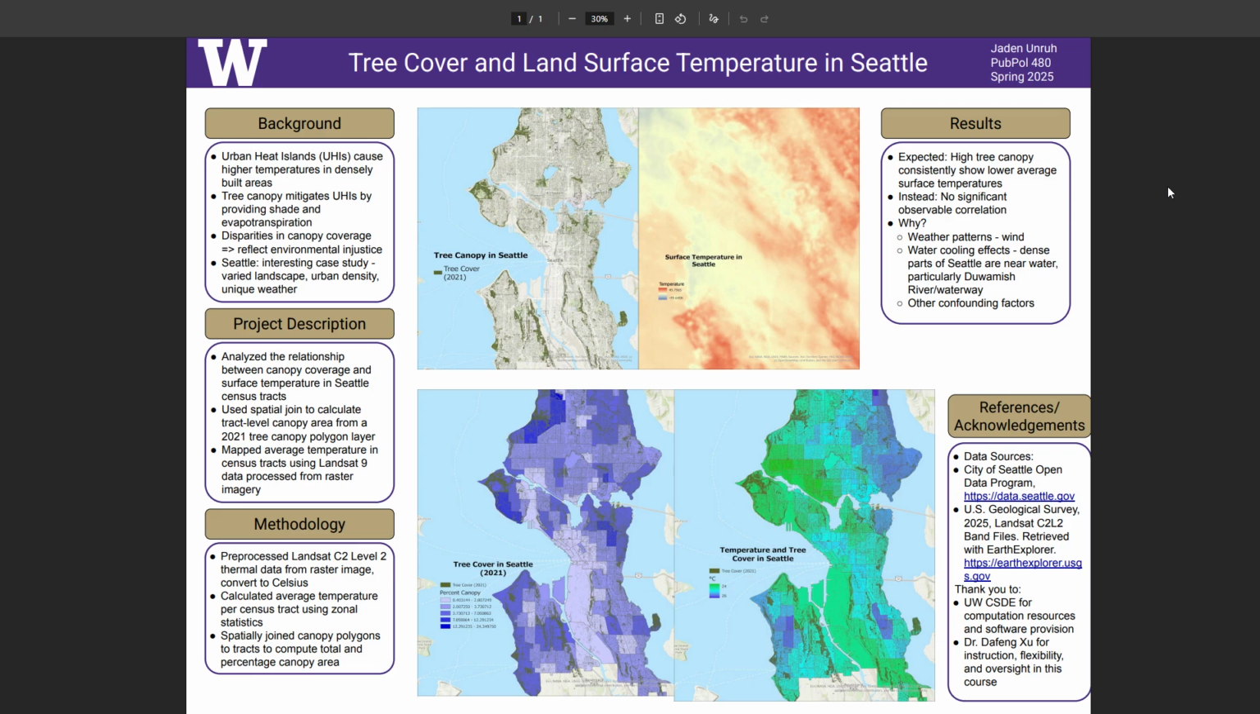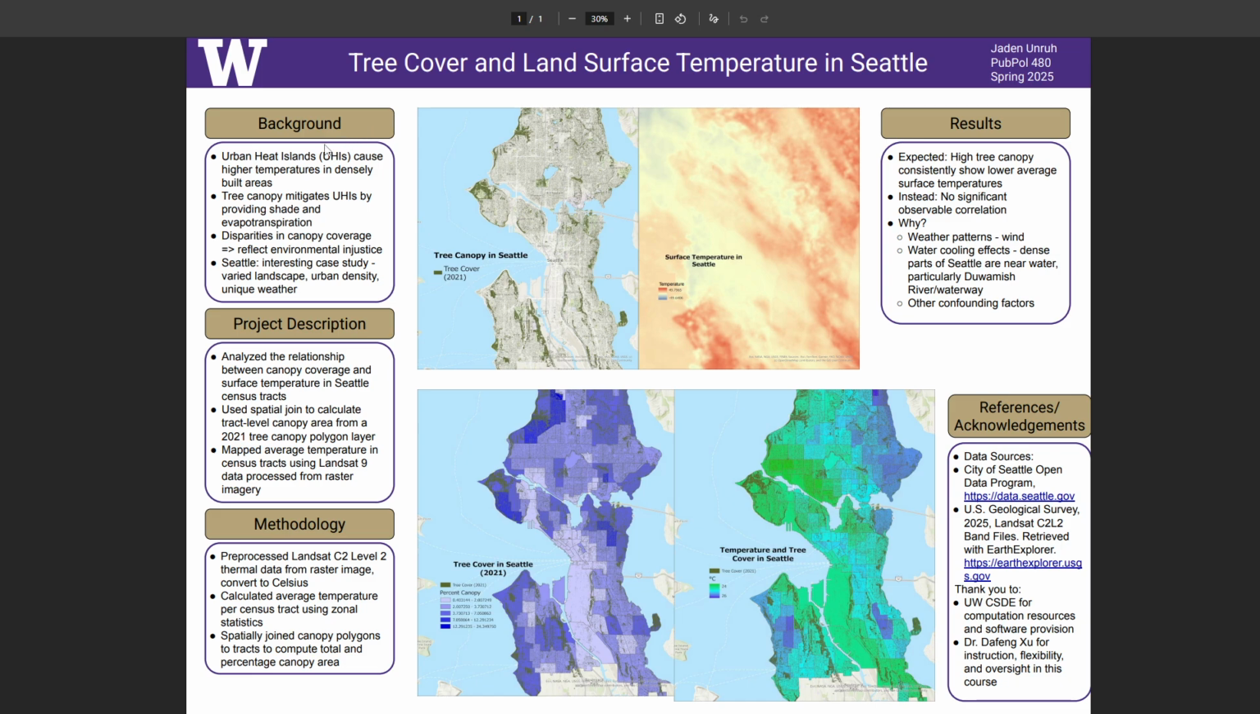This time I was looking at tree cover and land surface temperature in Seattle, with the idea to focus on urban heat islands and see if we can find some data that suggests that Seattle is experiencing these urban heat islands.